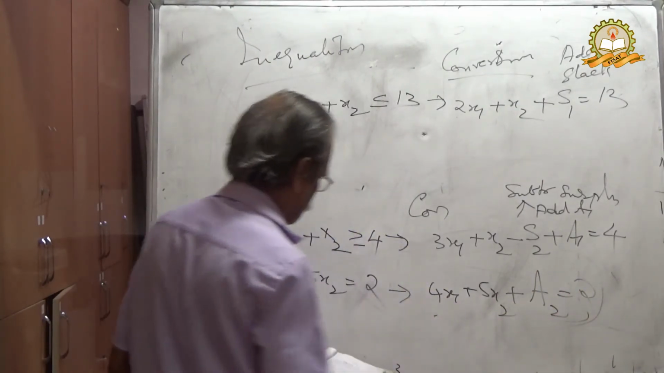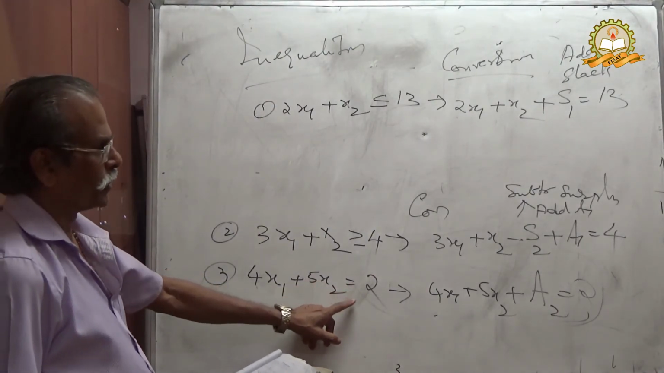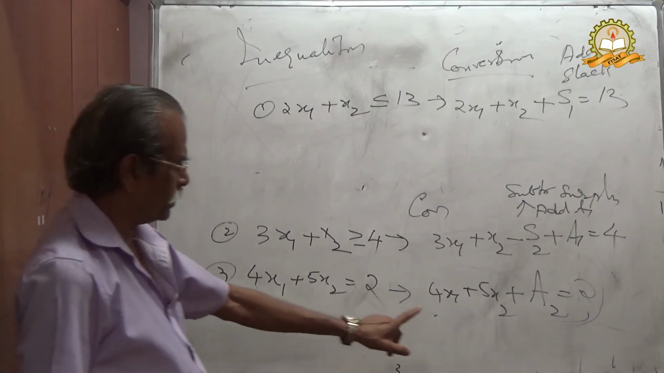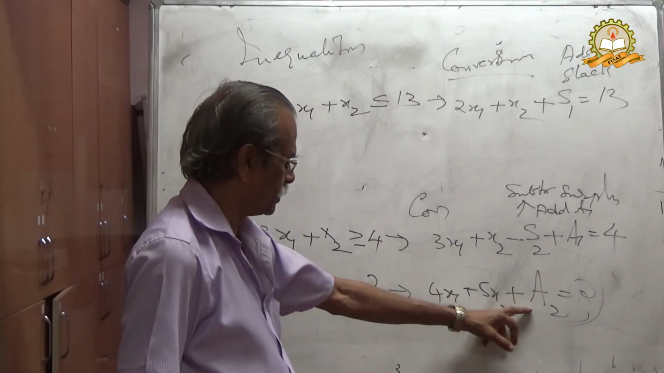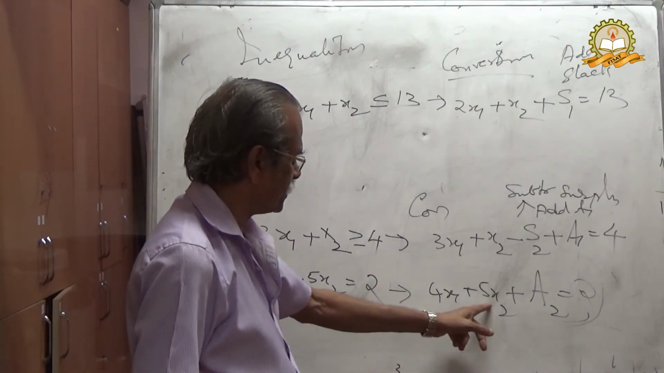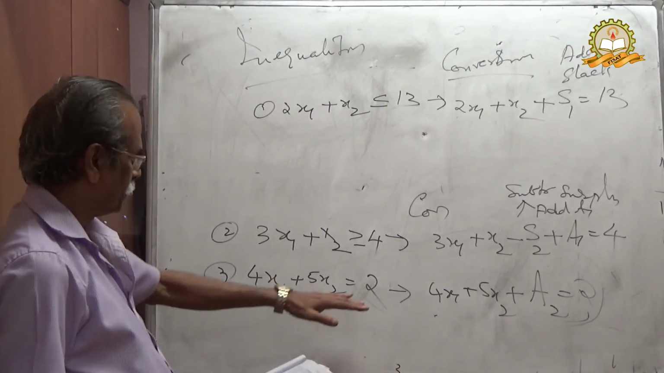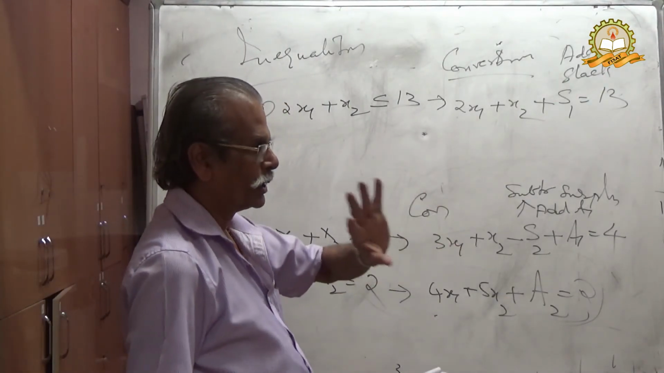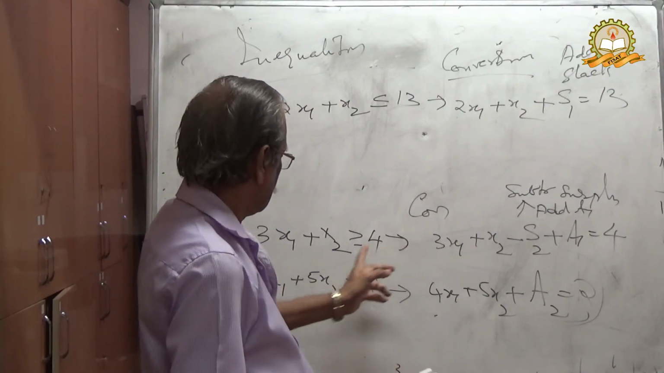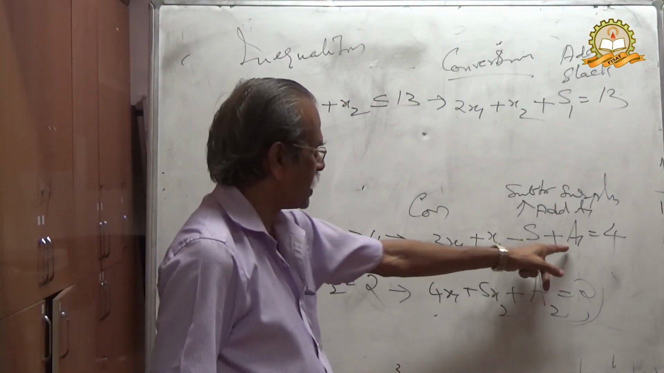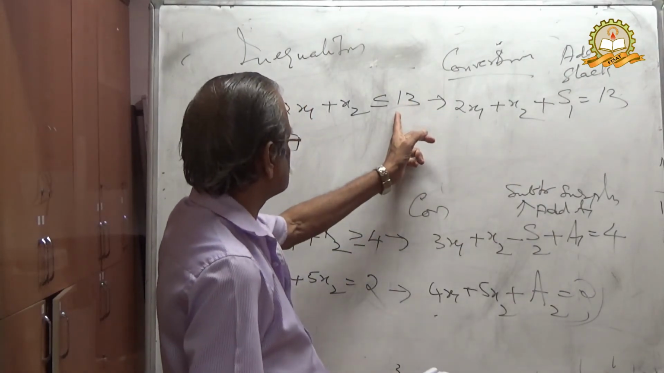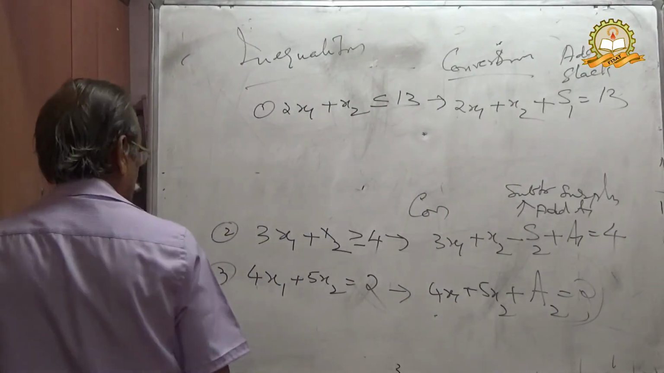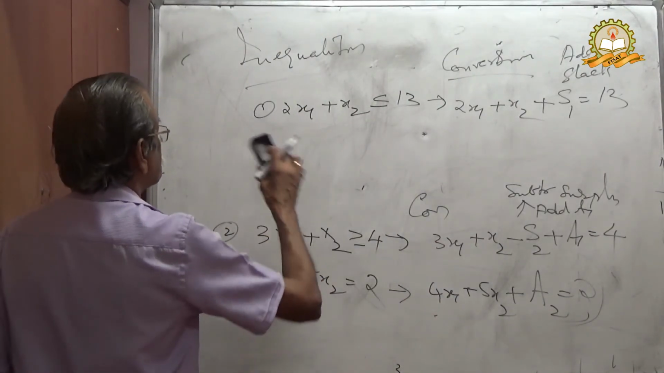equal to 2. Here it is not greater than, not less than or equal to, the sign is equal to, therefore you add only the artificial variable a2. So 4x1 plus 5x2 plus a2 equal to 2. If the inequality given is equal to, you add the artificial variable a2 alone, no slack nor surplus variable. In the greater than case, subtract surplus and add artificial variable. In the less than case, you add slack variable. These are the 3 points to be remembered.